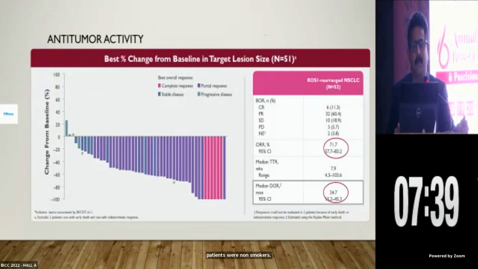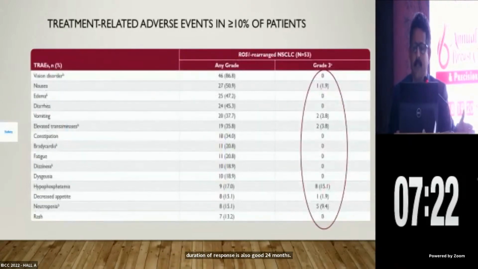The waterfall plot is interesting. Majority of these patients have had responses. The overall response rate is 71%. We've also had 10% of patients who had a complete response, a rarity in patients who have an advanced lung cancer. And the duration of response is also good, 24 months, that's 2 years of response. So that is very impressive.